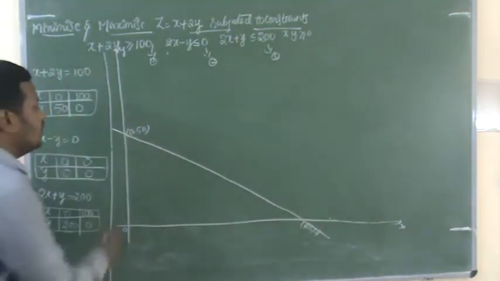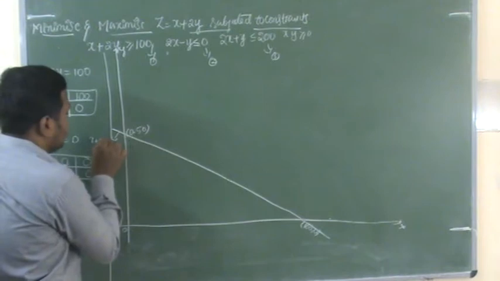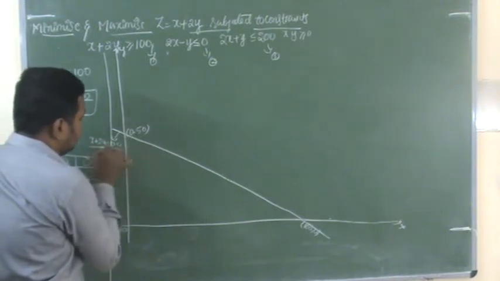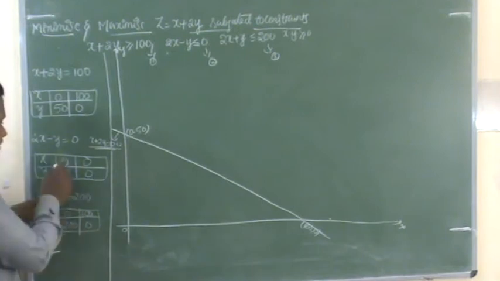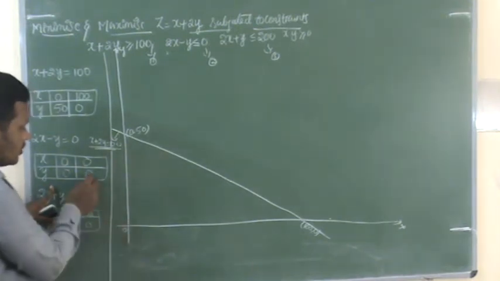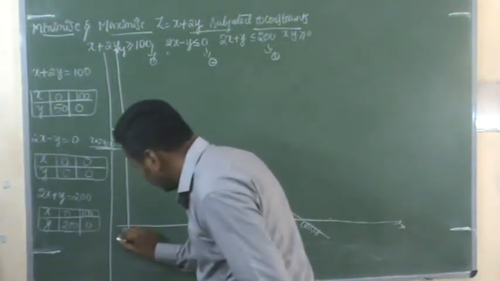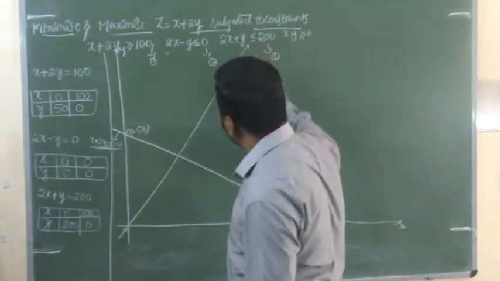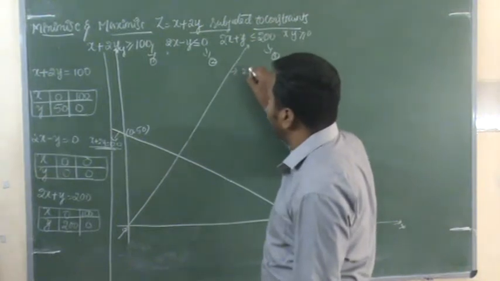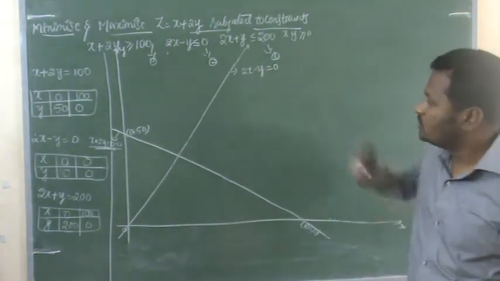Now, this is the equation of the line x plus 2y is equal to 100. Next, for the second equation, x is equal to 0, y is equal to 0, and y is equal to 0, x is equal to 0. The line passes through the origin. So this is the line of 2x minus y is equal to 0.